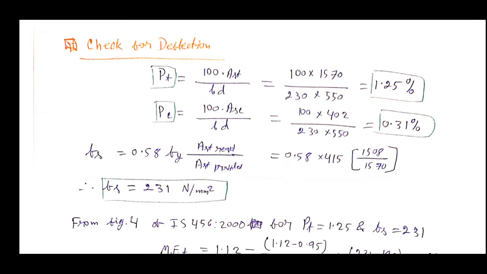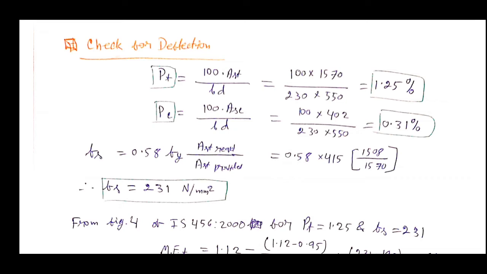And the percentage of steel in compression, Pc, equals 100 into Asc by bd. You know Asc is the area of compression reinforcement, as Ast is the area of tension reinforcement. So 100 into Asc, that is 402, by b is 230 into d is 550, which equals 0.31%.